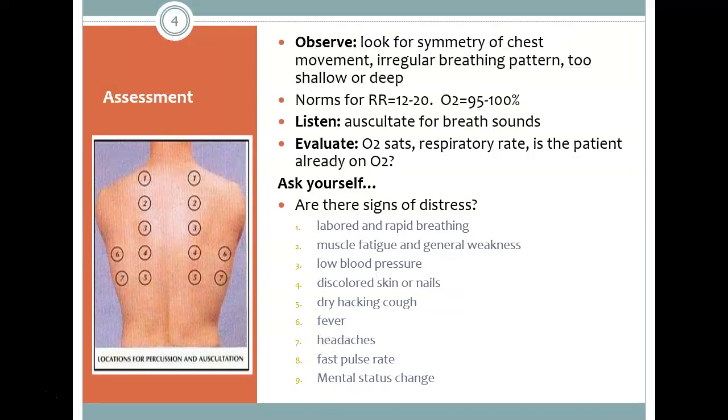Now we're moving on to the assessment phase of the respiratory system. When we do an assessment, we want to make sure that we are looking at both sides and comparing both sides. We're looking for symmetry and asymmetry of chest movement. Additionally, we're looking to see if the patient has any struggles with their breathing patterns and whether they're breathing too shallow or whether they're attempting to breathe deeper. We know that the normal respirations for a patient is 12 to 20.